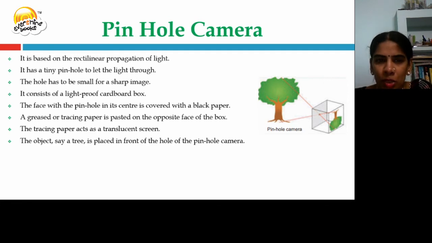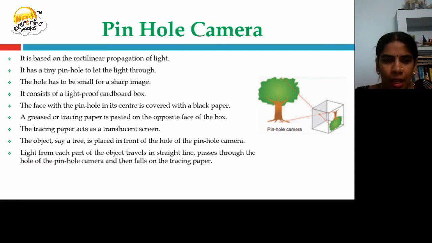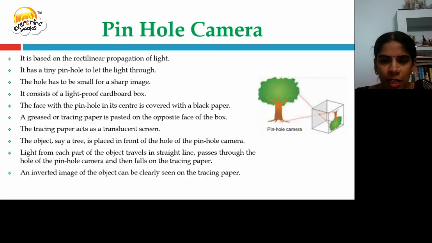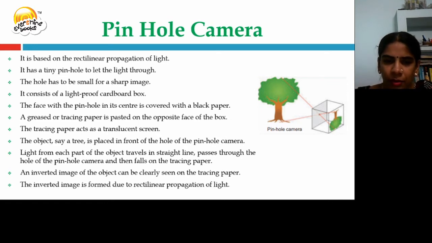The hole has to be very small so that sharp images can be observed. Light from each part of the object travels in a straight line, passes through the pinhole and falls on the tracing paper. An inverted image of the object can be seen on the tracing paper. The upright tree becomes an inverted image. This is because of rectilinear propagation of light.